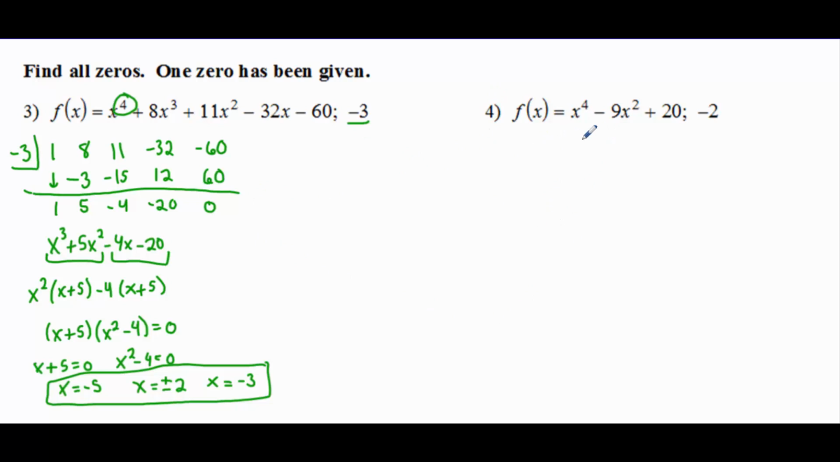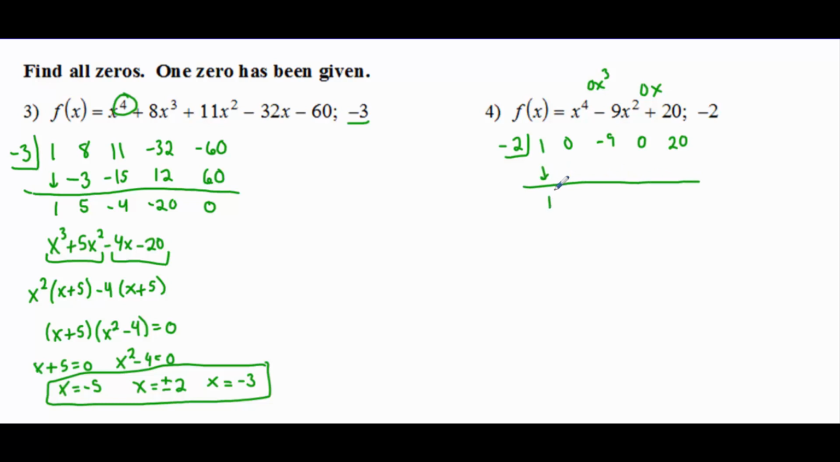Number 4 is a little bit tricky because we are missing x cubed, which means we're going to have to put a 0 in the x cubed spot, and we're also going to have to put a 0 where x is. Sometimes we'll remember one of those but not both, or maybe we won't even remember either, and that's not good because we're going to get the answer wrong. We're actually going to probably get stuck and have no idea how to keep going. So I'm going to do synthetic division with negative 2, and I get 1, 0, negative 9, 0, 20.